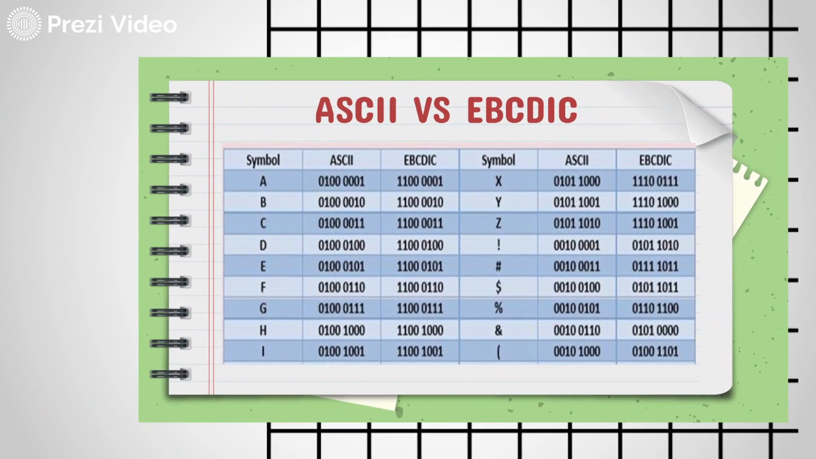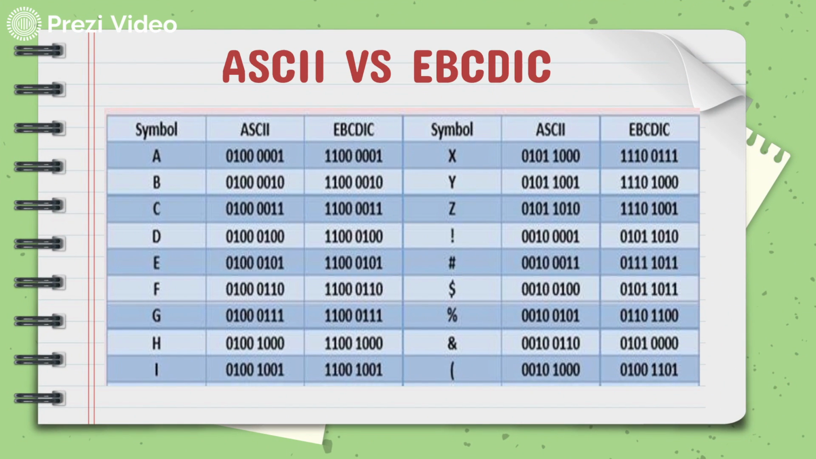Now let's see this comparison table between ASCII and EBCDIC. Although the properties of ASCII and EBCDIC are similar, the representation of data is different, so they are two different coding schemes. As you can see, let's focus on the symbol A. In ASCII, it's represented as 01000001. In EBCDIC, it's represented as 11000001. So it's very different.